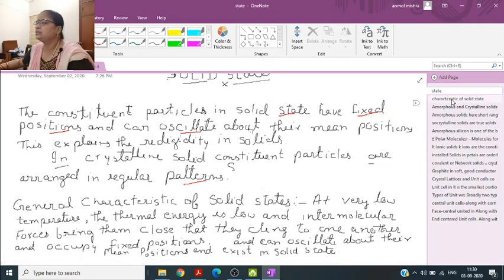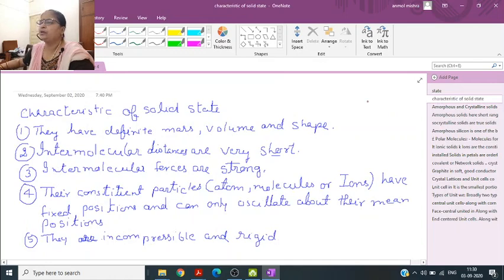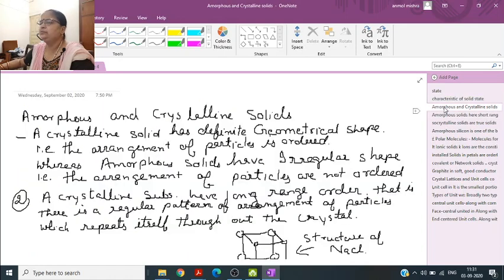Now, what are the characteristics of solid state? This you are studying from the lower classes only. Number 1, they have definite mass, volume and shape. Intermolecular distances are very short. Intermolecular forces are strong. Their constituent particles like atoms, molecules or ions have fixed positions and can oscillate about their mean positions. They are incompressible and rigid. You can take the example of ice.